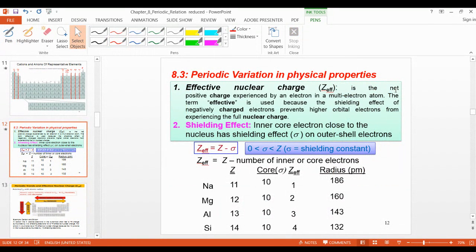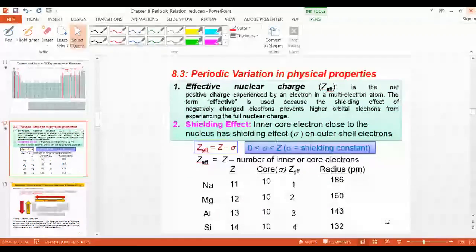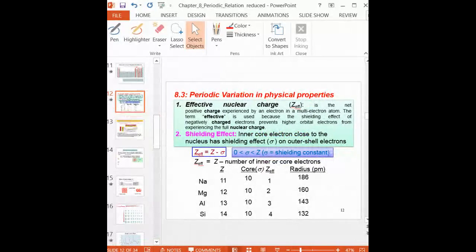Effective nuclear charge. Effective nuclear charge, one minute.